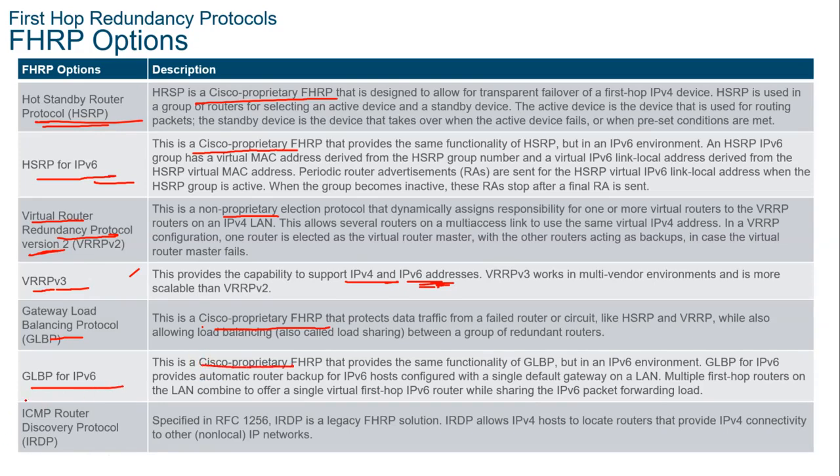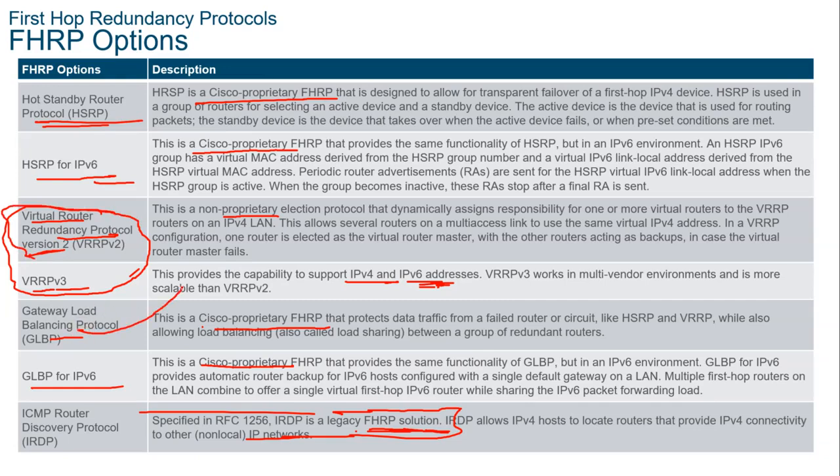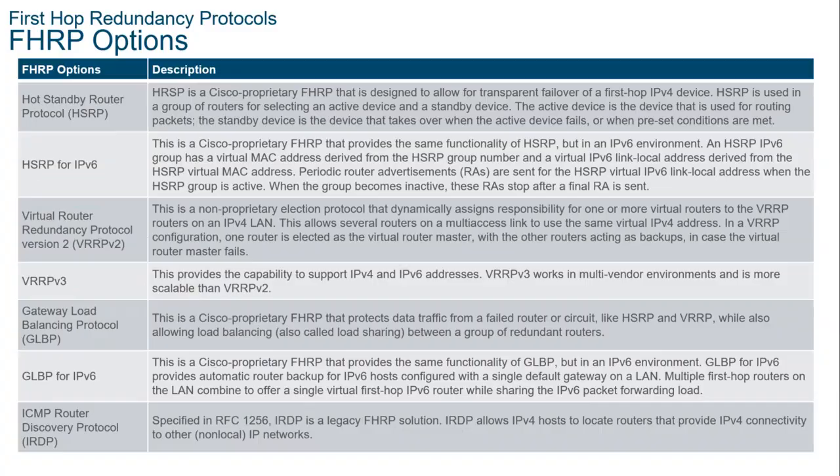Then we have ICMP Router Discovery Protocol, which is a legacy first hop redundancy solution. Mainly these two, the vendor neutral ones, cut across, and then the rest, including Hot Standby, are Cisco proprietary protocols.